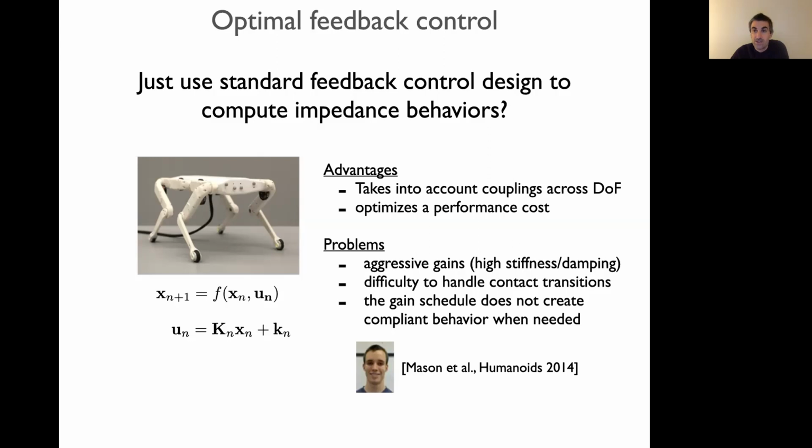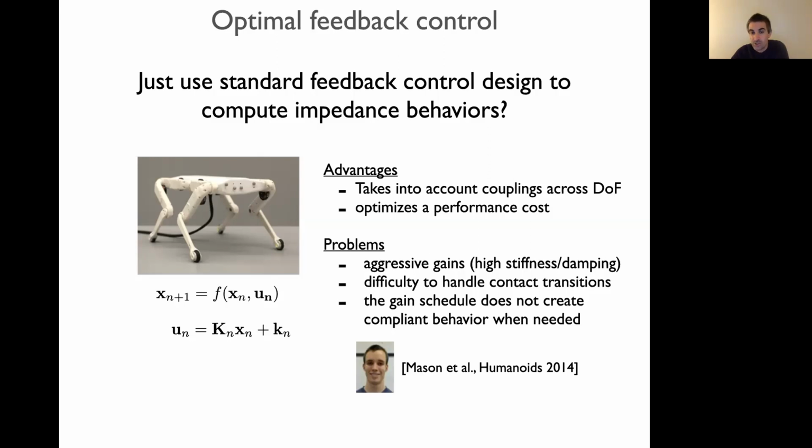The problem is that if you do that with LQR design, you will tend to have very aggressive gains. It means that you will have very high stiffness and damping. This makes things problematic because sometimes they don't work on the robot. If you have too high stiffness and damping, your robot gets unstable. The other thing is that it's very hard to deal with contact transitions, especially uncertain contact transitions, when things happen before or after we expect them to happen. Usually things go wrong with this kind of design. So it's very hard to follow a schedule of gains when things don't work as planned.